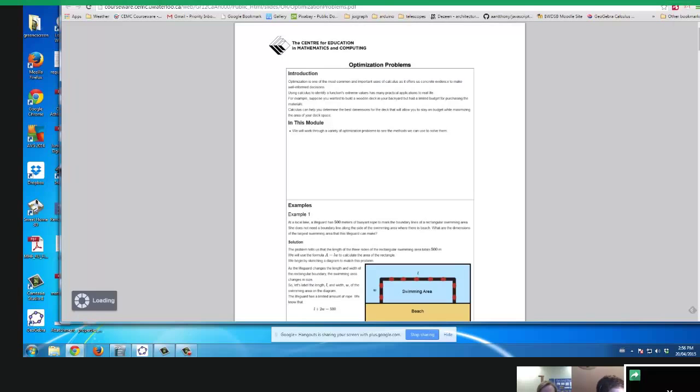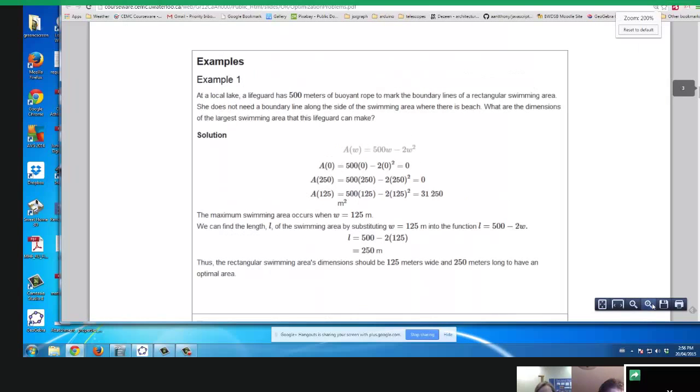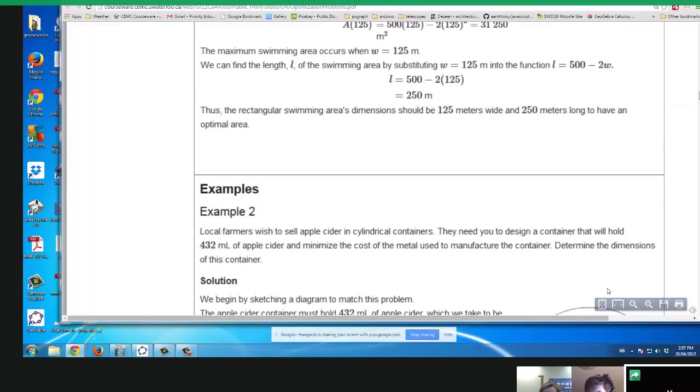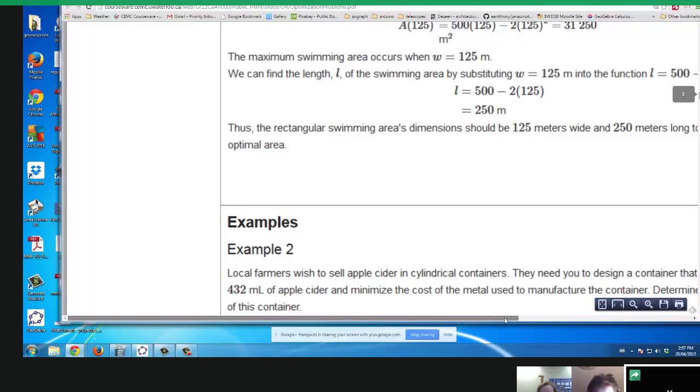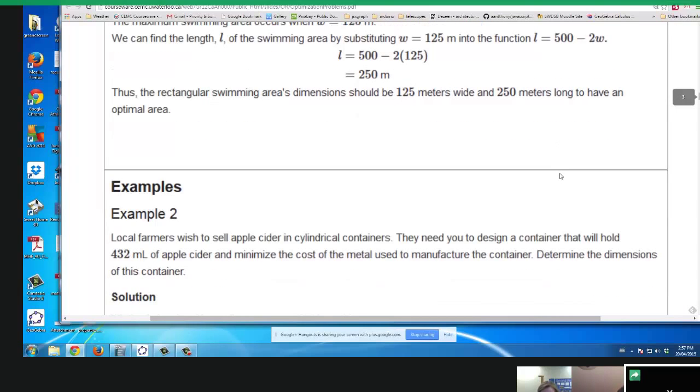So, another optimization type problem is the cylindrical can question. Okay, there we go. Local farmers. Everybody knows that local farmers are always trying to optimize their can design. Okay. So they're making a cylindrical container. The container needs to hold 432 milliliters of apple cider. And we want to minimize the cost of the metal used to manufacture the container. So we need to determine the dimensions of the container.